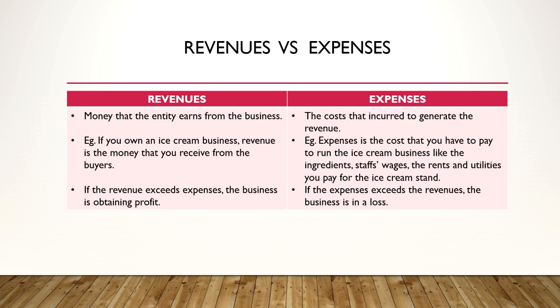The difference between revenue and expenses. Revenue is the money that the entity earns from business. As an example, if you own an ice cream business, revenue is the money that you receive from the buyers. If the revenue exceeds expenses, the business is obtaining profit. Expense is the cost incurred to generate the revenue. As an example, expense is the cost that you have to pay to run the ice cream business, like the ingredients, staff wages, the rent, and utilities you pay for the ice cream stand. If the expense exceeds the revenue, the business is in a loss.